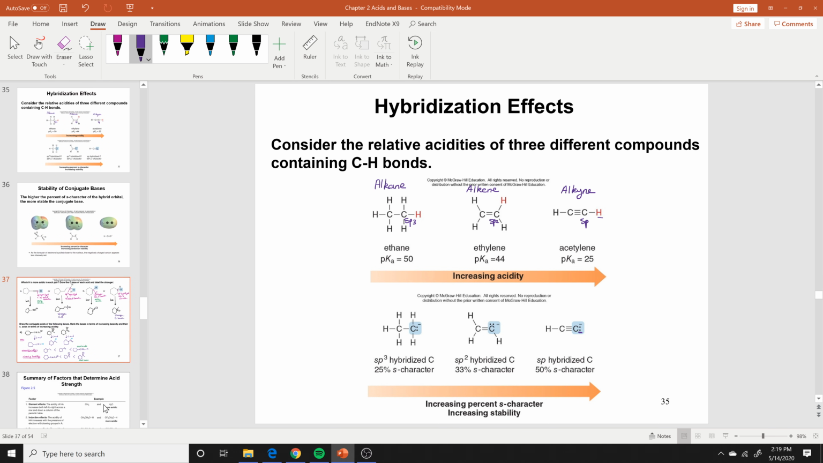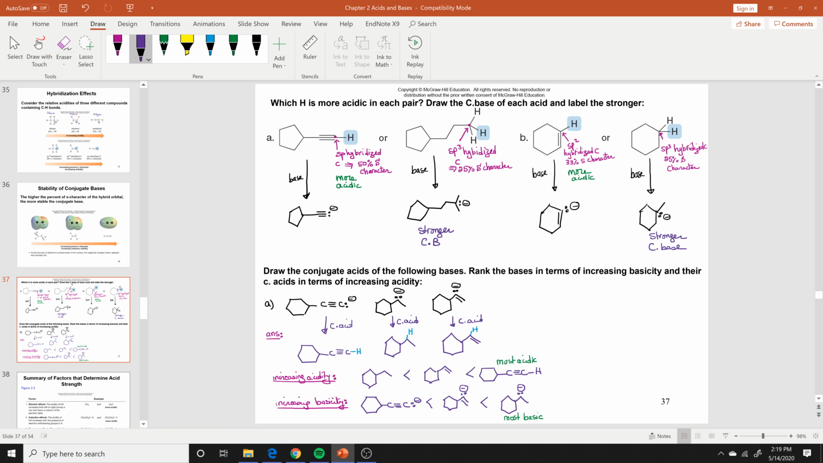So let's have an example here. Which hydrogen is more acidic? I already drew the answer for this one instead of wasting time writing it. So which acid is more acidic in each pair? Again, this is an sp hybridized carbon. The electrons are pulled more towards the nucleus.